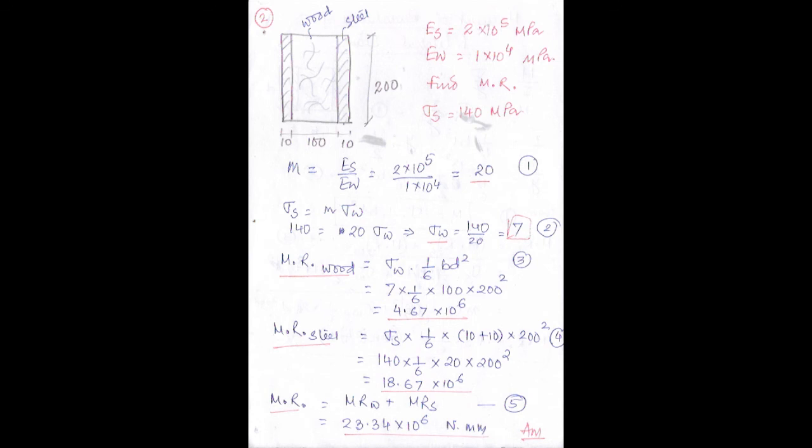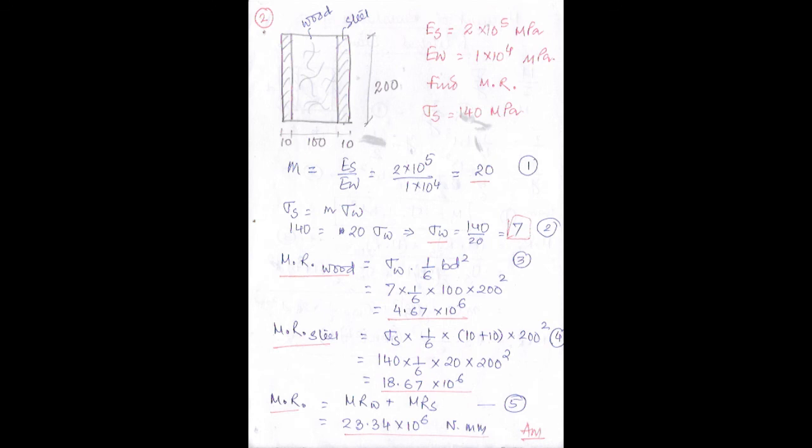Now it is pretty simple. Just like the last problem, we can find out the moment of resistance of wood. How? Sigma into 1/6 bd square. Sigma means sigma W. When we are finding out wood, it is sigma W. So 7 into 1/6, what is b? Wooden part is the 100, so 100 mm width. So 100 into, what is d? Depth of the beam is 200. That gives us 4.67 into 10 raised to 6.